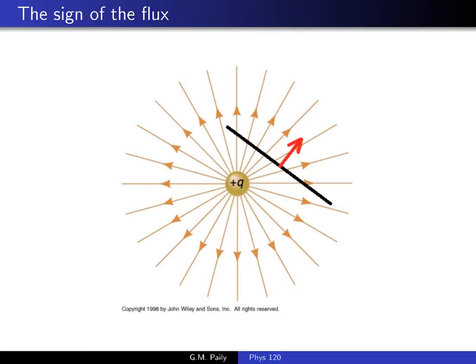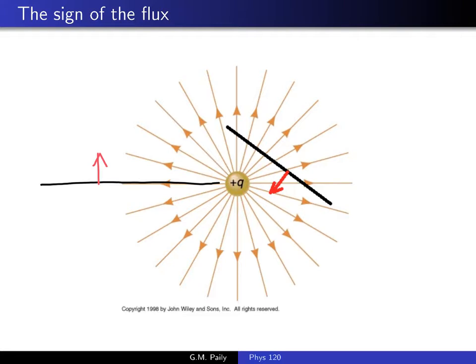Now that we have this idea, let's return to our example. This is, say, a piece of paper that we've put, and the field lines are piercing through it. And now I've chosen this red arrow to be my area vector representing the area of this piece of paper. If the field lines are pointing in the same direction as the area vector, roughly, then we can say that the flux is positive. If they point in opposite directions, then we say that the sign is negative.